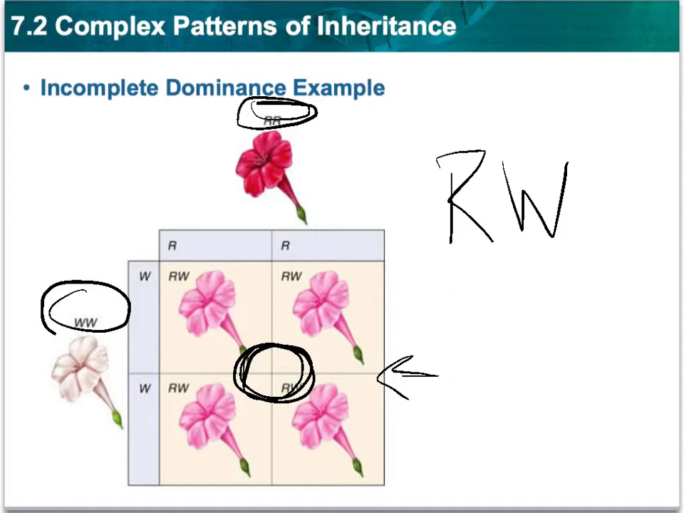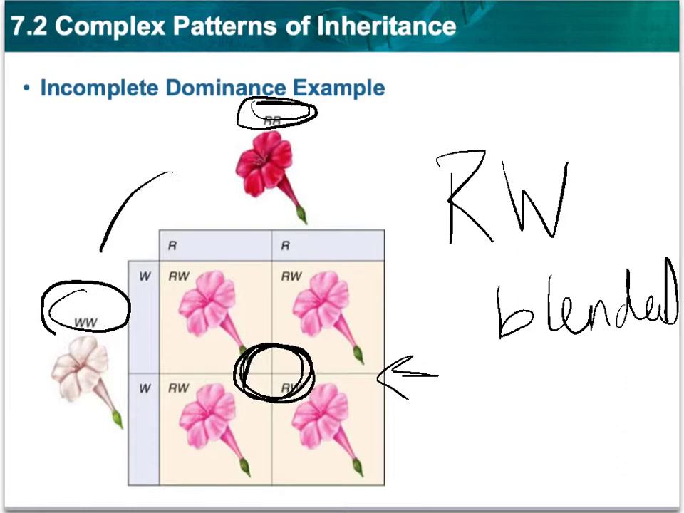In incomplete dominance, the heterozygous phenotype lies somewhere between the 2 homozygous phenotypes. Most of the time you can remember it as being blended. So if you take white and you blend it with red, you're going to result in pink. So this is incomplete dominance, where there isn't one allele that's dominant, so to speak, over another allele.